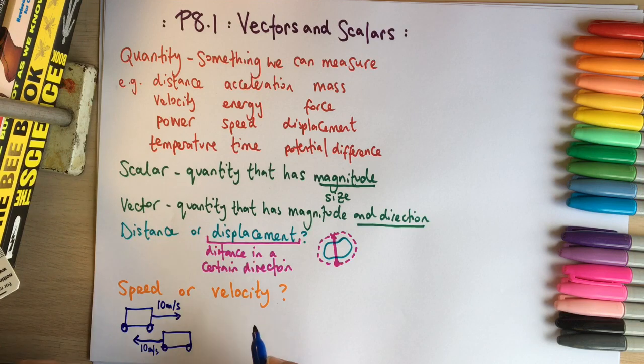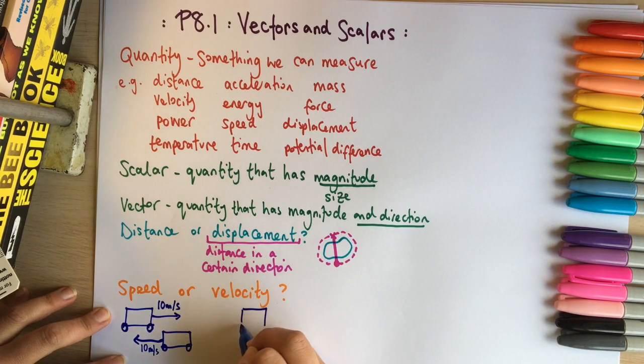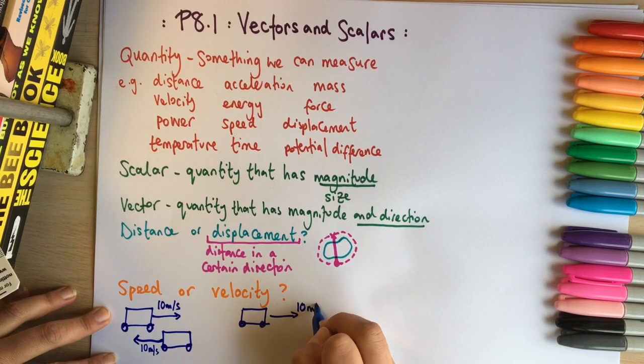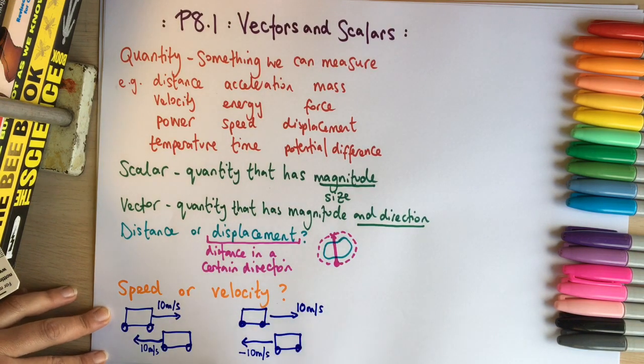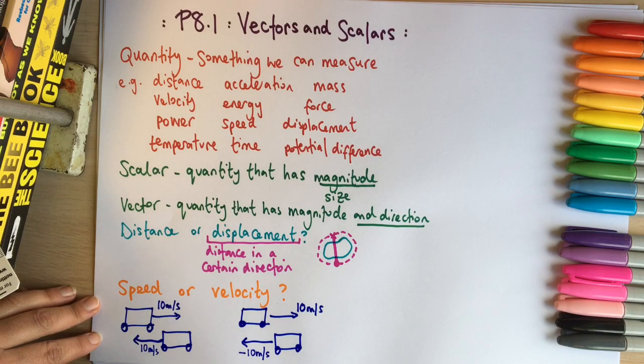Okay, with velocity, the direction matters, and there's a really simple way that we show this. So if I've got a trolley going in this direction, let's call it 10 meters per second, and then if I've got the same in the opposite direction, we would show direction by just making this a negative. So this is minus 10 meters per second. That doesn't mean that it's going less than 0 meters per second, where 0 would be stationary. It just means that its speed is 10 meters per second, but it's going in the opposite direction.